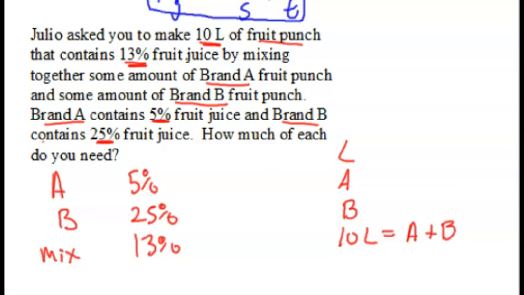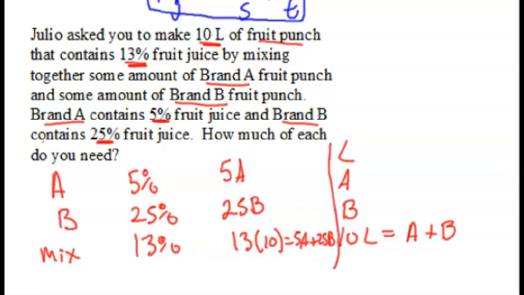Now, if we have 10 liters with 13% fruit juice, we have 10 times 13 liters of fruit juice. And then we have 25 times B amount of fruit juice. I'll rewrite that. So we have 13 times 10, 25 times B, and then 5 times A. So we know that if we add these two numbers together, we should get the mix. So 13 times 10 would equal 5A plus 25B. So we have our system of two equations right here. We have this one and this one.